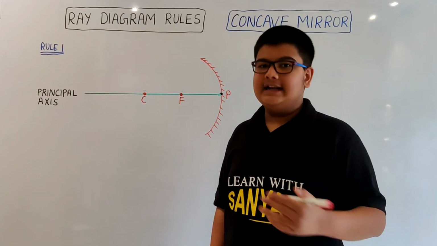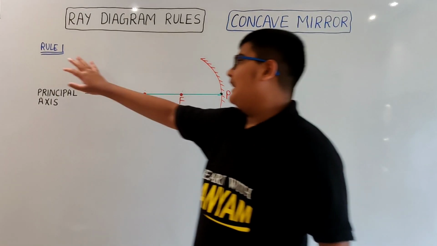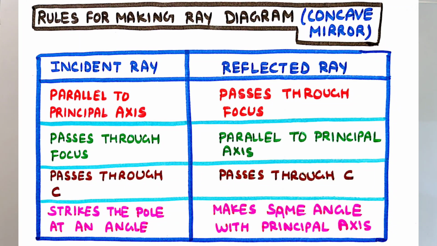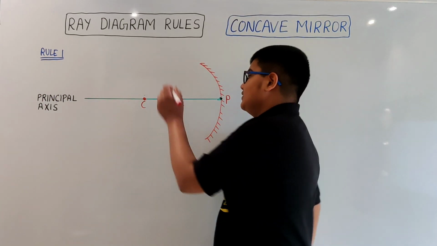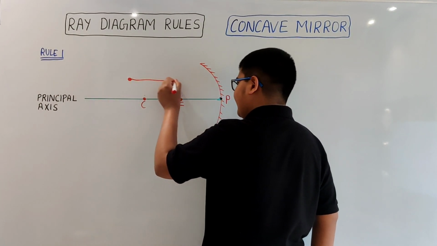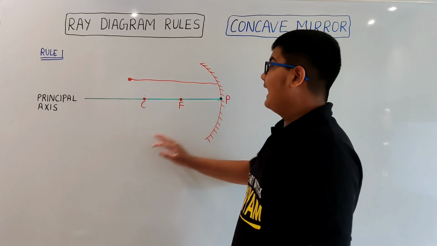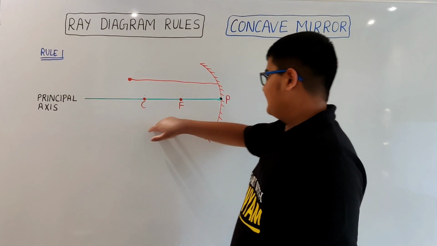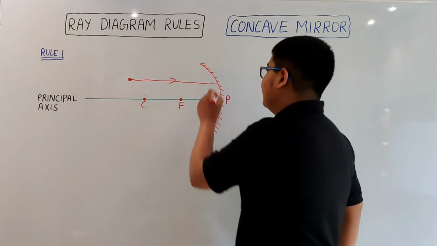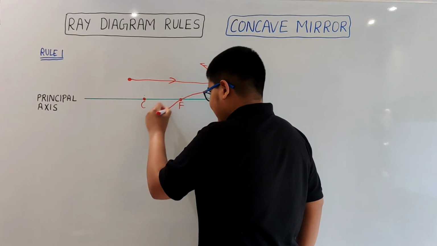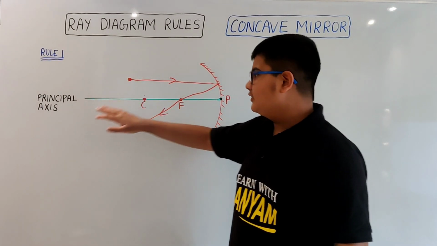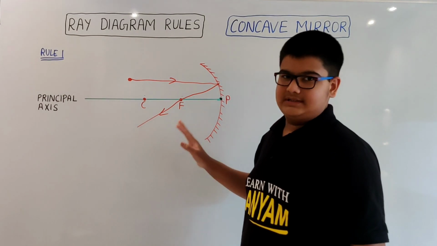And now we will draw the various incident and reflected rays for the various rules. So let's start with rule 1 for concave mirror. Rule 1 says that if the incident ray is parallel to the principal axis, then the reflected ray passes through the focus. So here let's take a point, and from this point we will make an incident ray, a ray which falls on this mirror and is parallel to this principal axis. Now when this ray gets reflected, the rule says that this ray will pass through the focus. This is a rule.